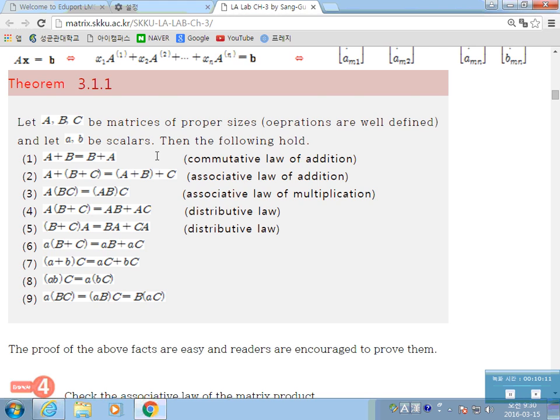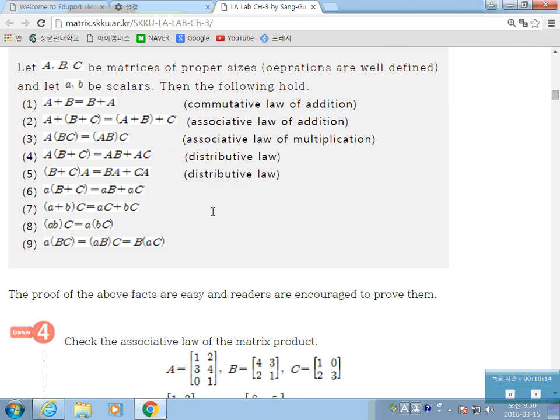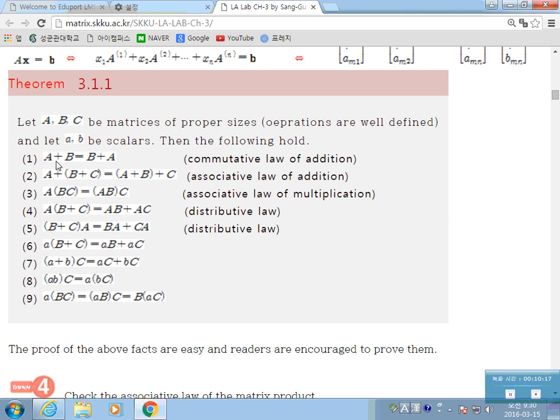This is a property of matrix algebra. Matrix addition is commutative and associative, and it's also associative with the matrix product, and the distributive law holds. And if you multiply a scalar by A and B, it can be split in this way, and these are also distributive laws with the matrix addition and scalar multiplication together. Okay, these are the rules that you're already familiar with.